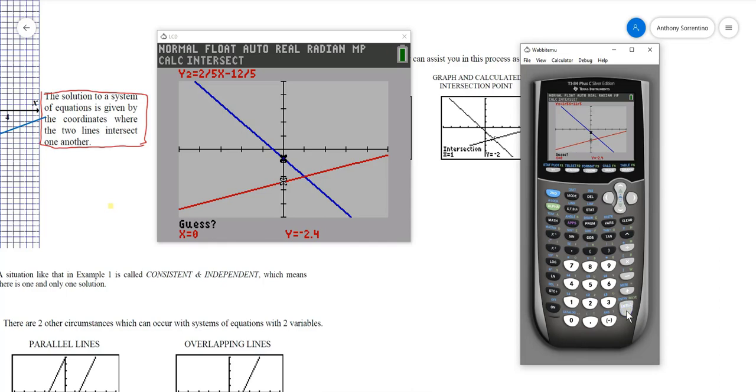I don't really have to guess. I mean, if I want to, I could perhaps move this closer to what the intersection point is, but it's not necessary. Like you can see, I get the intersection to be (1, -2). So that verifies the solution to it.